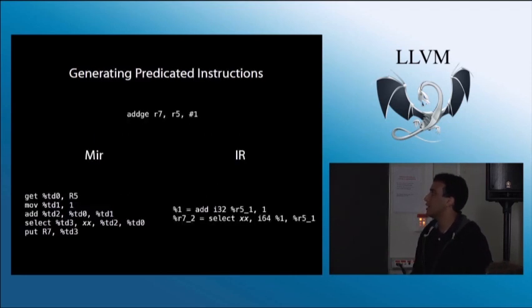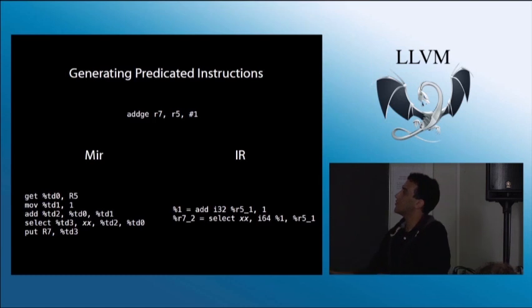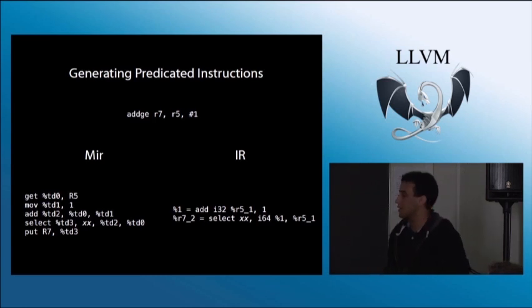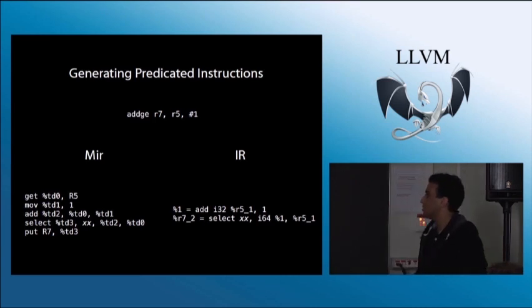There are also predicated instructions. For instance, we have the ARM add GE. Here we add 1 to R5, and we add it to R7 if the greater-or-equal flag is set. In the mirror code, we just do the computation in the IR2. We use the select instruction, even though Chandler doesn't like it very much, I told him. The TD3, we put it in R7. In this case, we select depending on the condition flag.